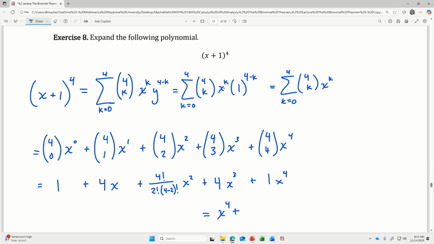So let me rewrite this polynomial as x to the 4th plus 4x cubed plus 6. Is that 6? It was like 4 times 3 divided by 2. So 6.